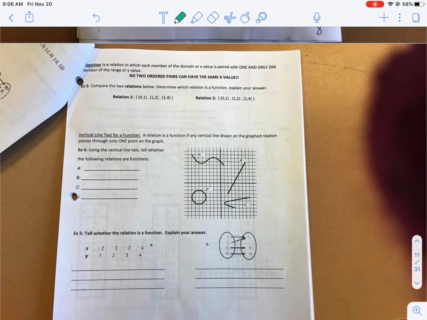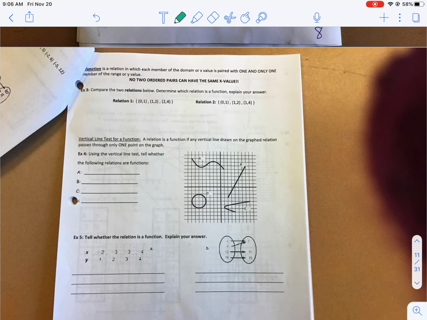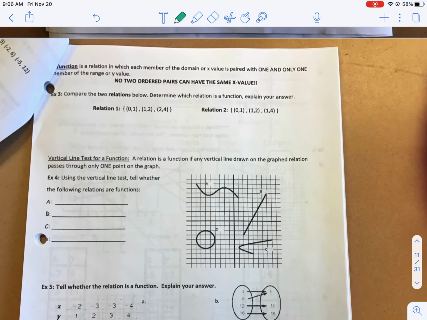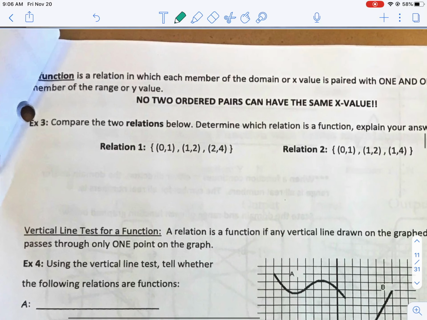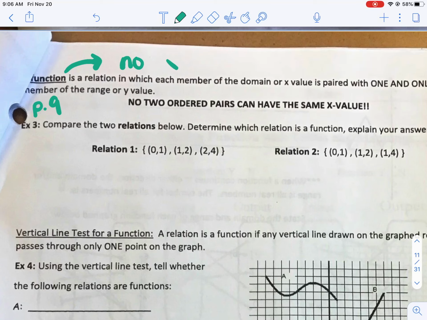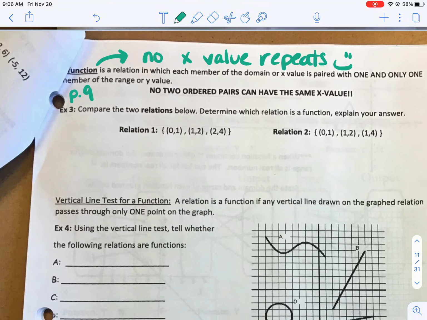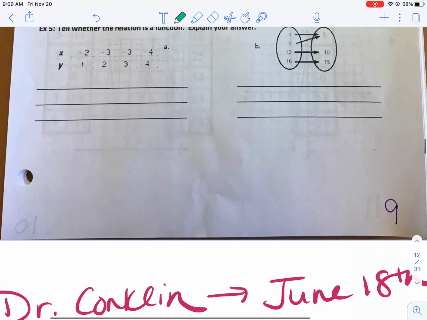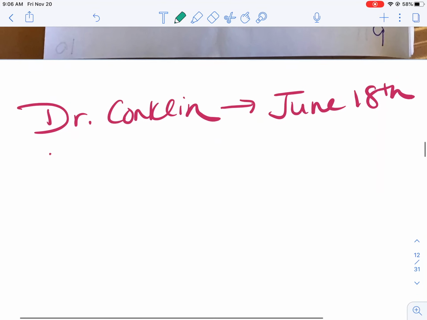Okay, so we're going to talk about page 9 in a second, and I know we've already defined for you guys a little bit what a function is. In one of our videos, we talked about the idea that a function, again, we're on page 9, is when no x value repeats. Okay, so that's the main idea of a function, but I want to talk a little bit more about what a function is. So I'm just going to do an example, so just follow along with me.